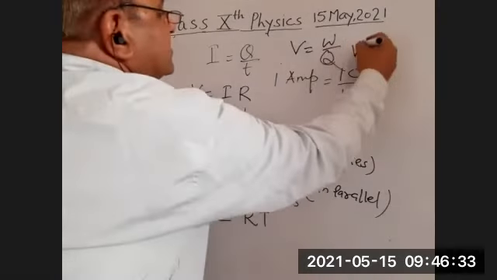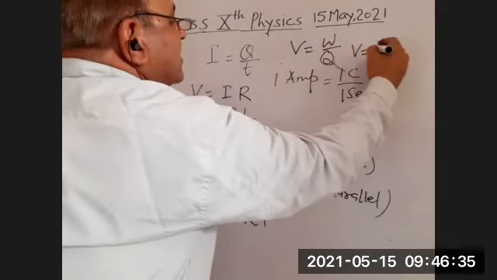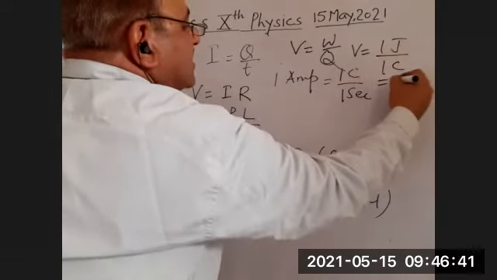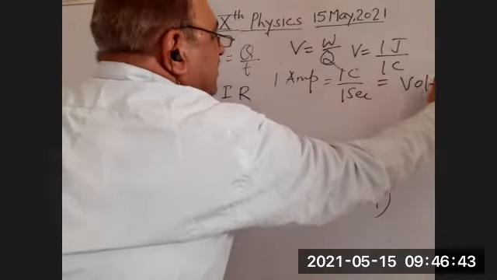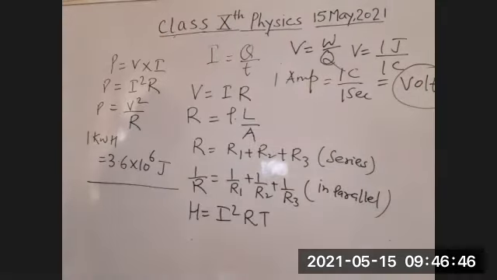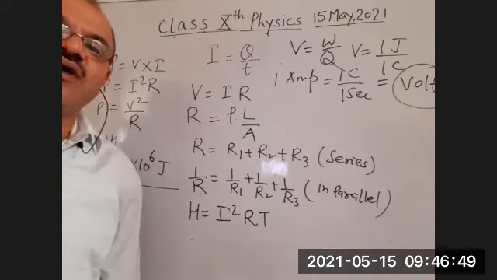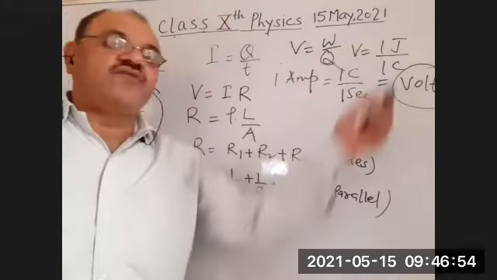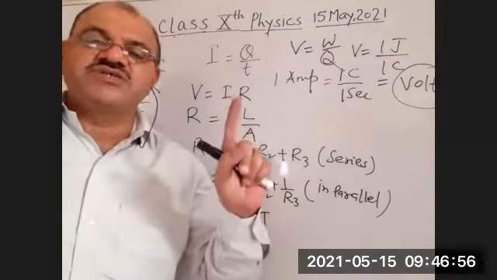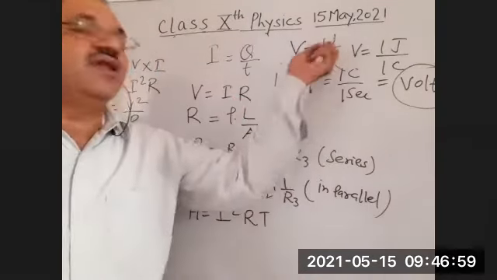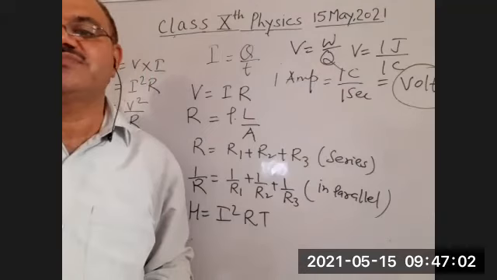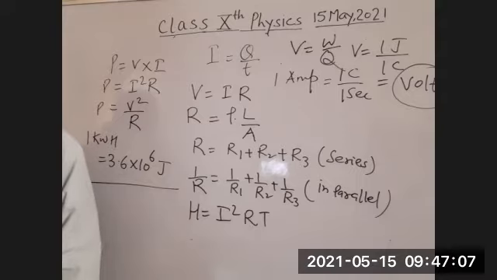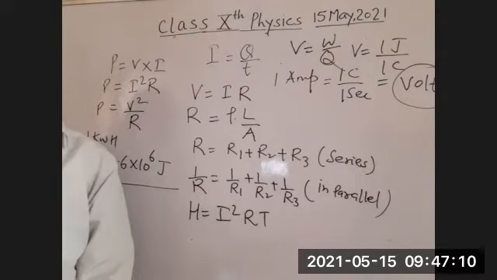The SI unit of potential difference is volt. When 1 joule of work is done in bringing 1 coulomb of charge, the unit is a volt. 1 volt of potential difference is that potential difference when 1 joule of work is done in bringing the unit positive charge from one point to another point. Is it clear, students? Please note down quickly, then we'll go further to the NCERT text questions.